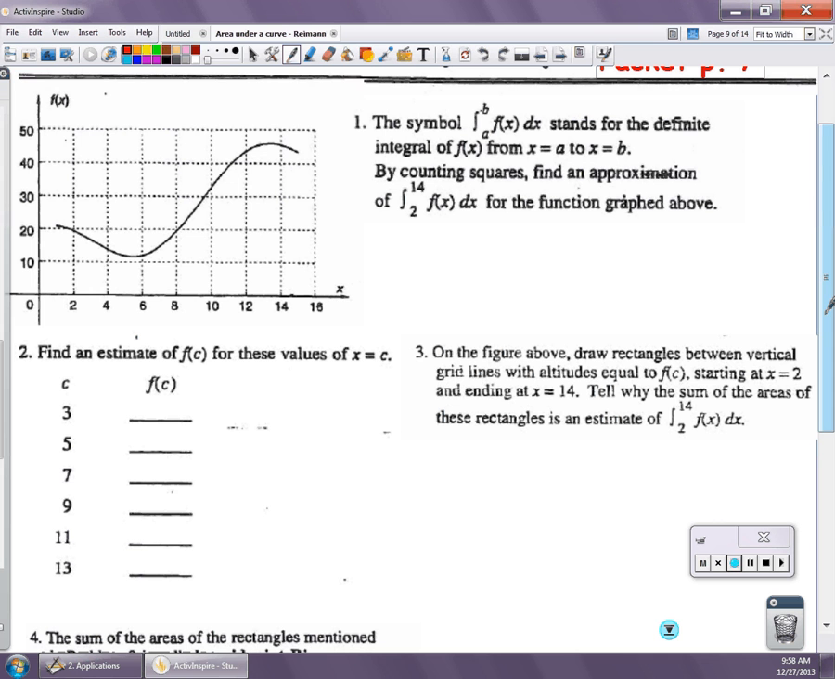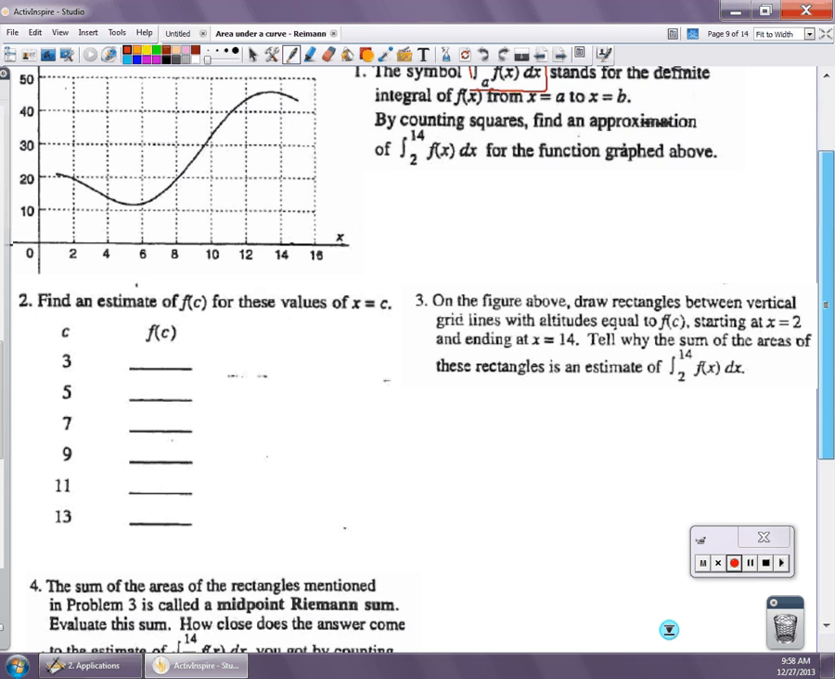Let's take a look at number 1. The symbol, this definite integral, stands for the definite integral from a to b. By counting the squares, find an approximation from 2 to 14. And we could do that. I'm not going to take the time to count the blocks because that's a prior lesson. Let's jump into number 2, which is now asking us to use rectangles.